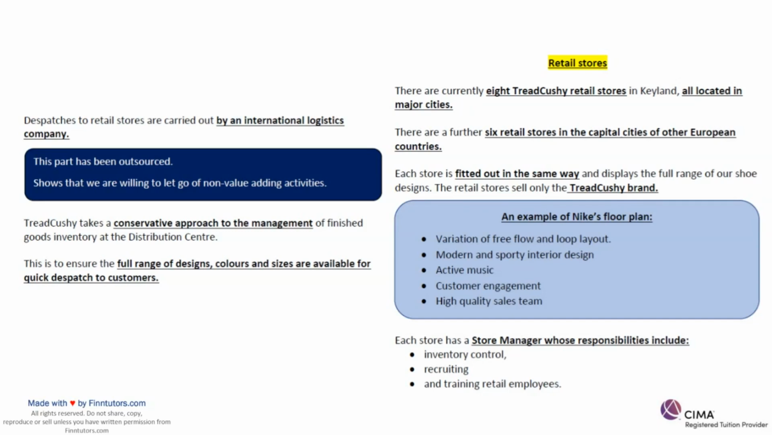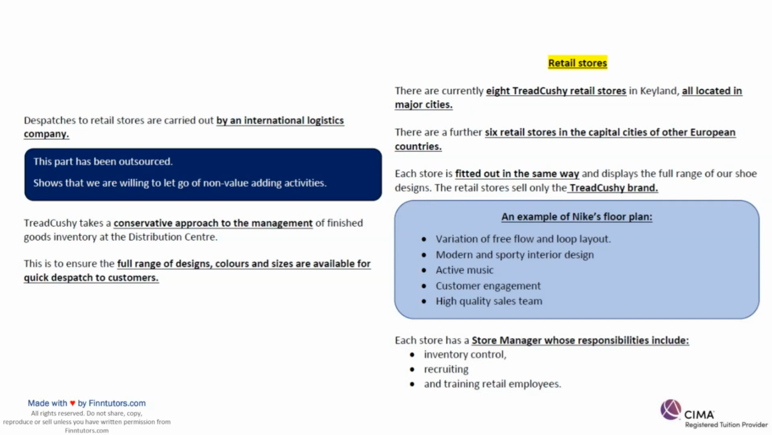So if you look at an example, if you look at Nike's floor plan, you'll see that they have a free flow system. They have active music, customer engagement, and a high quality sales team. So these are characteristics which my business also should follow. I've just put it here as an example for you.